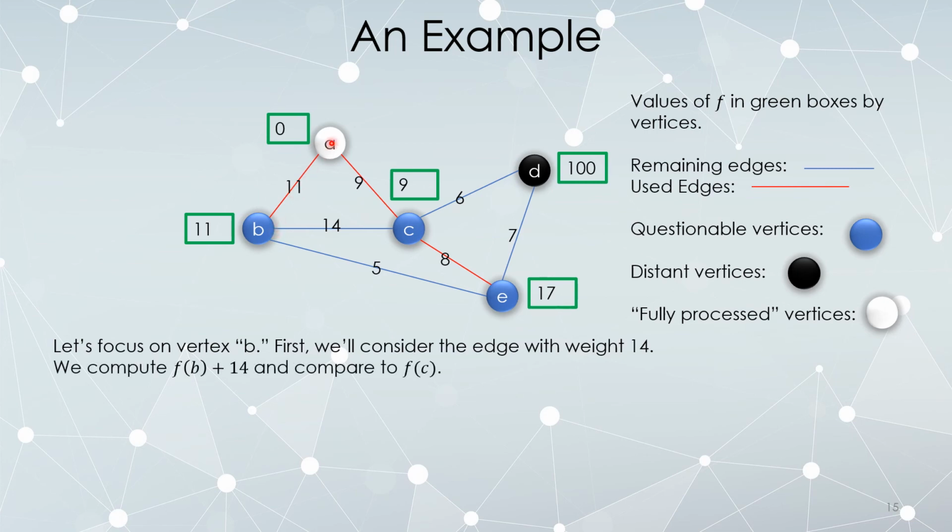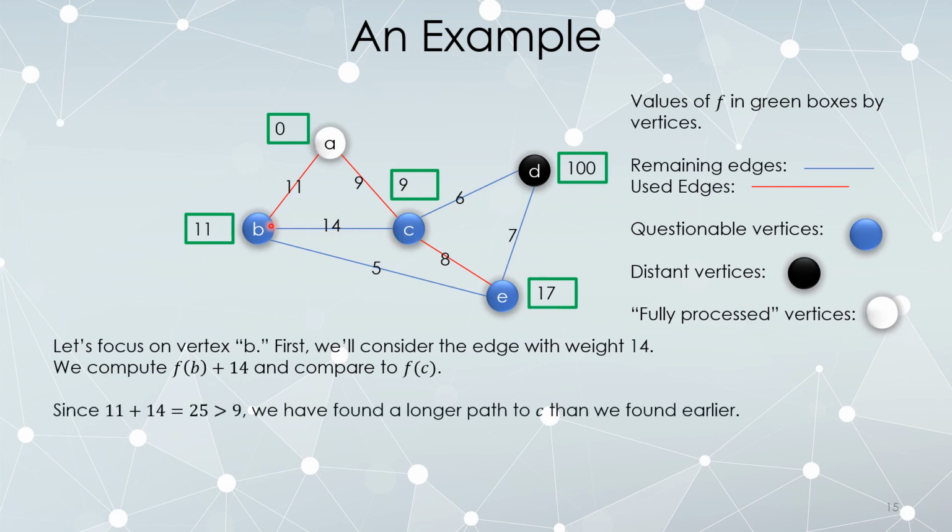Well then, f of B is 11, and this edge weight is 14, and that would get me to vertex C. So we're going to compare f of B, 11, plus this edge weight, 14, versus the existing path to get to C, which was a total of 9. Well, 11 plus 14 is 25, bigger than 9. So this potential path is not actually better than the one we actually have. What that means is this edge will never be used, so we simply ignore it.